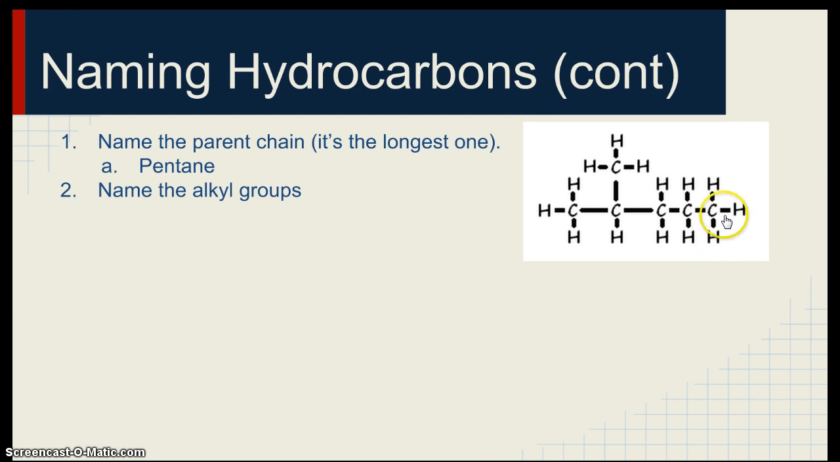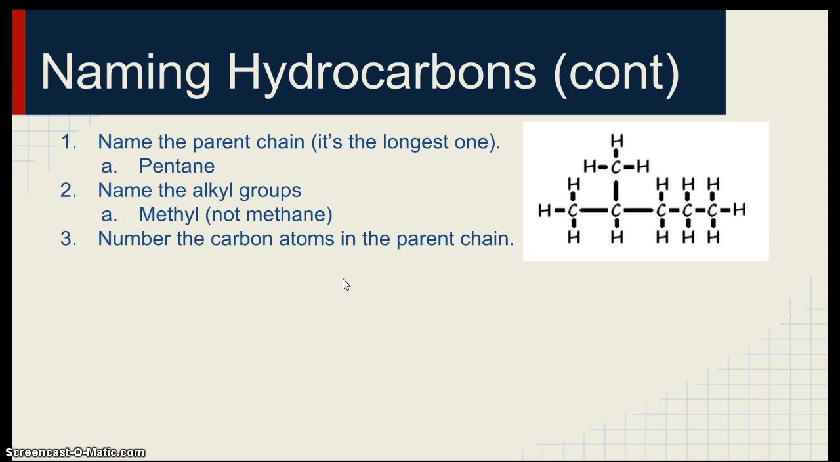Name the alkyl groups. Well, if we've got 5 here, then we've got an alkyl group off here. How many carbons are in it? 1. So we said meth is the prefix for that. And since it's an alkyl group, this will be methyl, not methane.